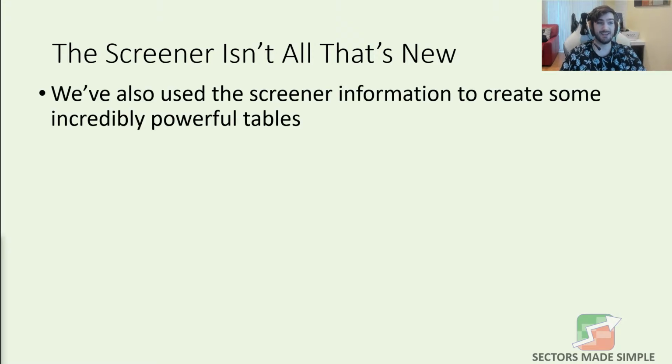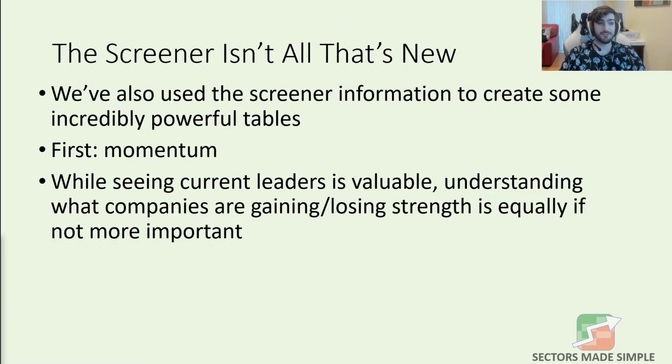Because we've also taken that screener and used it to create some pretty incredibly powerful tables. The first one I want to mention is momentum. Momentum is our way of seeing changes in that screener over time. Because seeing who the leader is today is useful. But if you're investing actively, you don't want to know who the leader is today. That's great. You want to know who is gaining ground, who has gained the most ground in whatever period of time that might be.